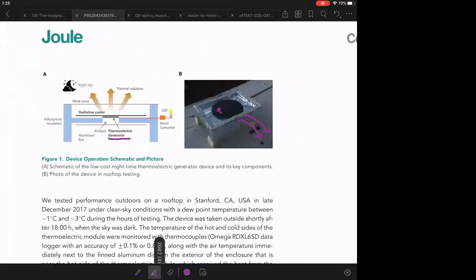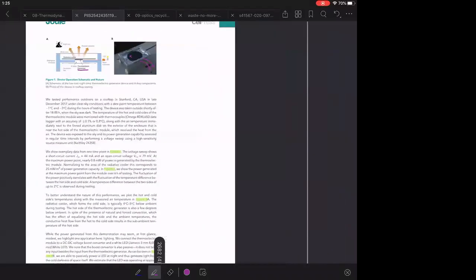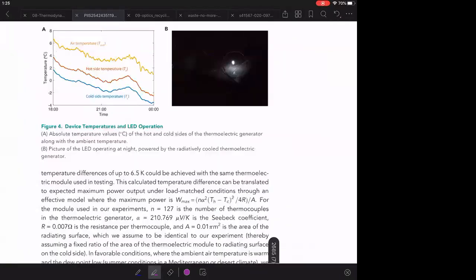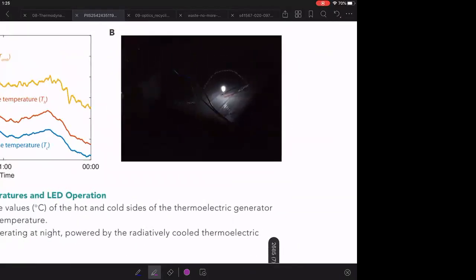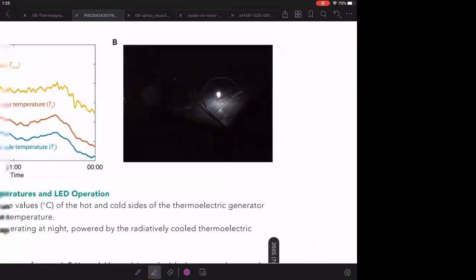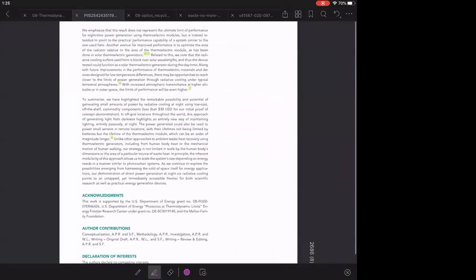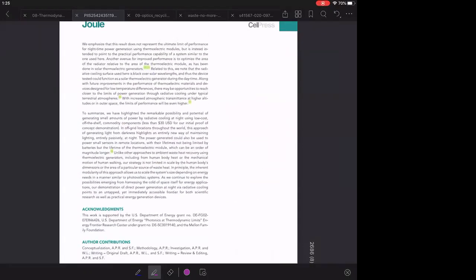Oops. Let's see, what else can I show here? Oh yeah, here you can see the LED working at night. Again, this is pretty incredible. Light is being generated from darkness. That's the title of this paper. Pretty amazing, in my opinion. So, an example of a very clever application of heat engines.